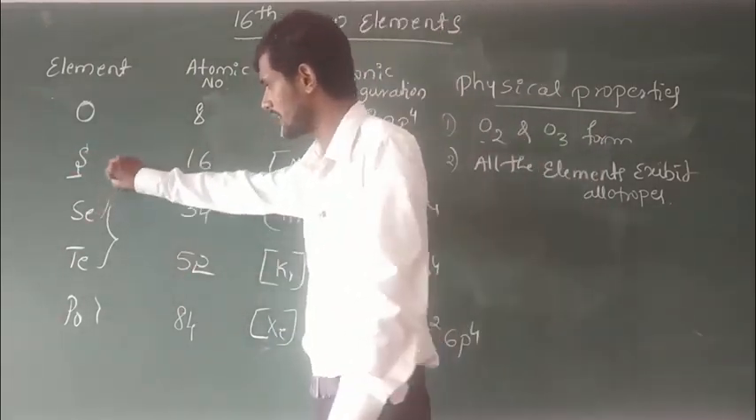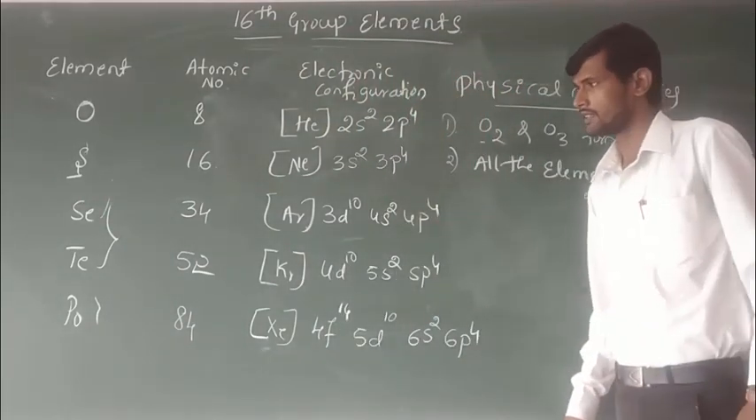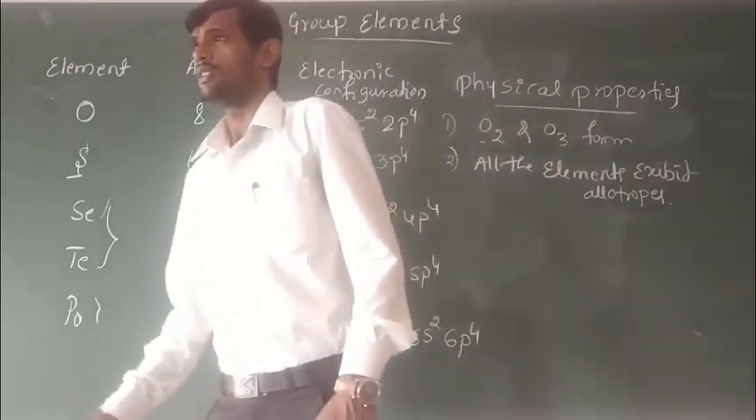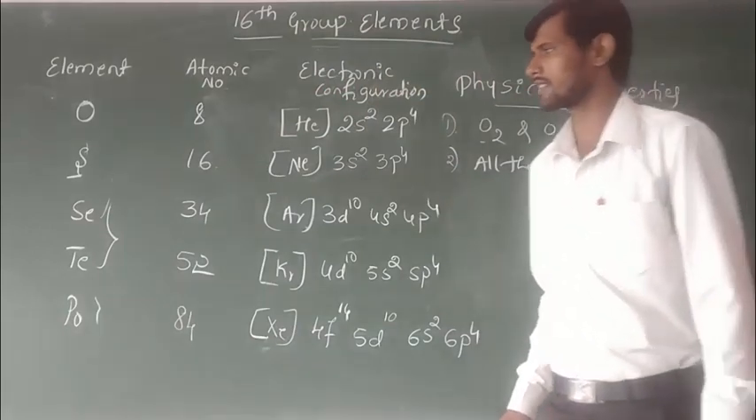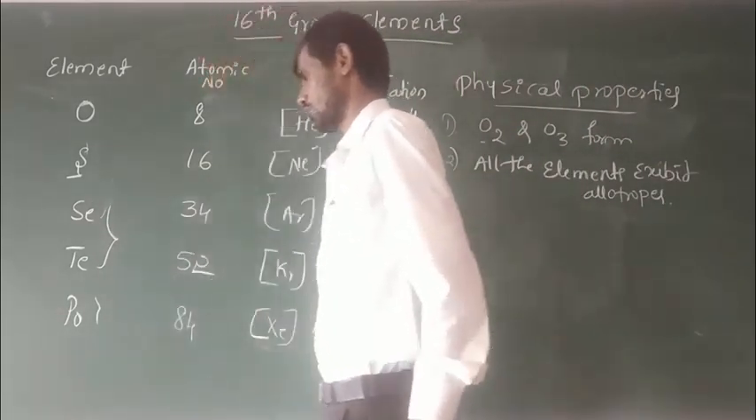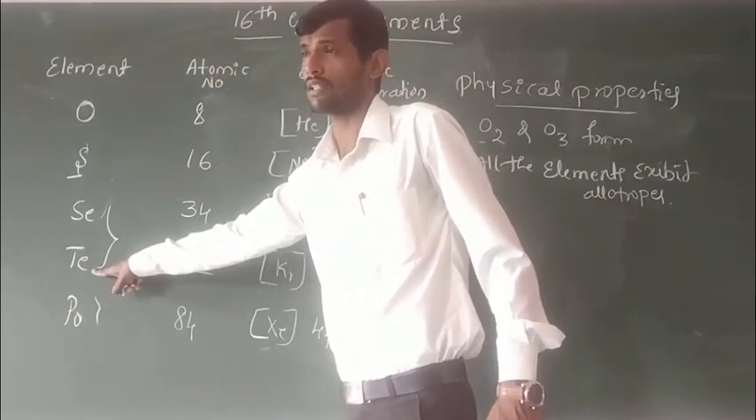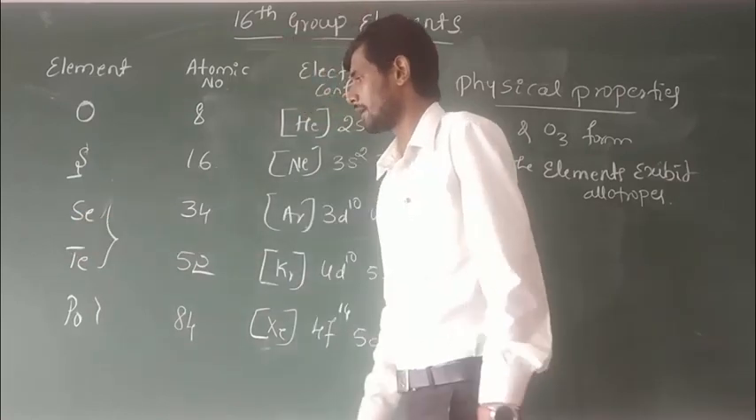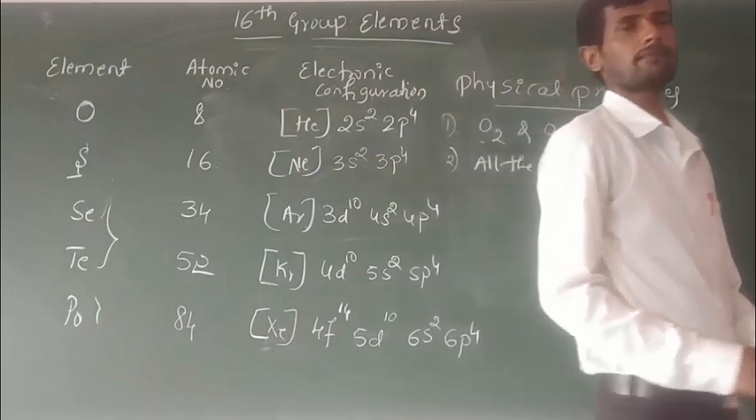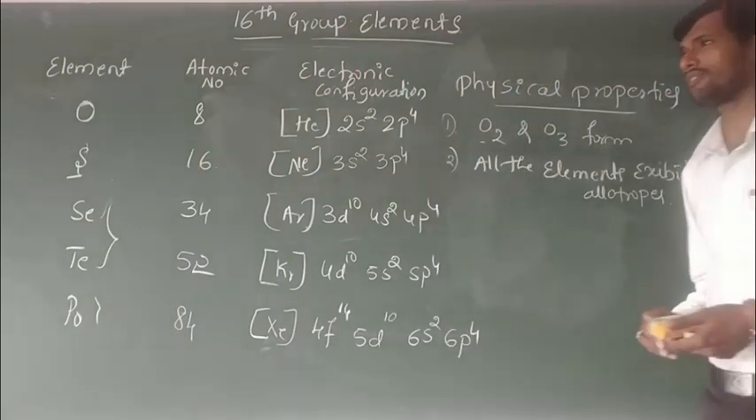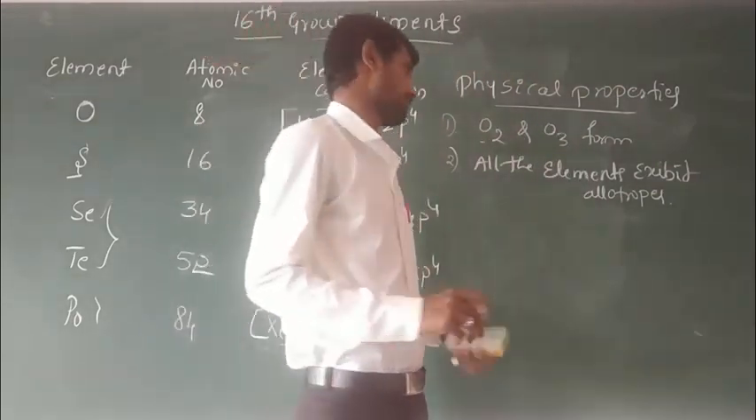Next comes the point of selenium. Selenium contains a number of allotropic forms. Selenium exists in crystalline forms as well as amorphous forms. There are several selenium allotropes. Tellurium also appears in two types: one is crystalline form and another one amorphous form. Next, polonium. Polonium contains two types of allotropes: one is alpha polonium and another one beta polonium.